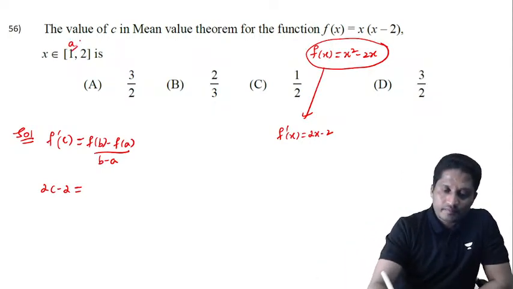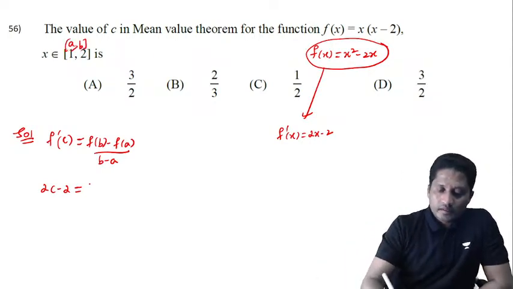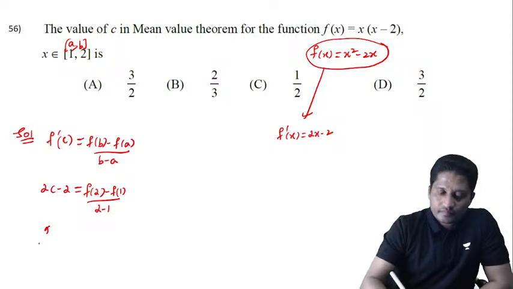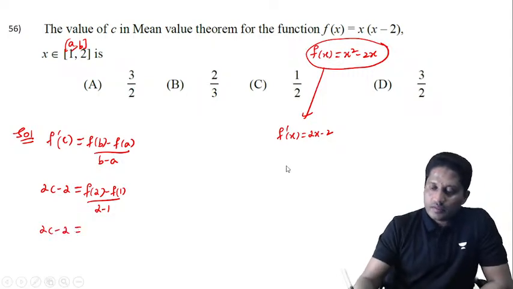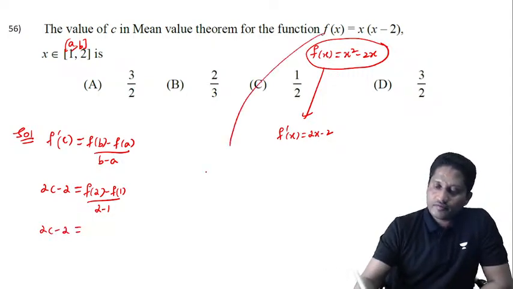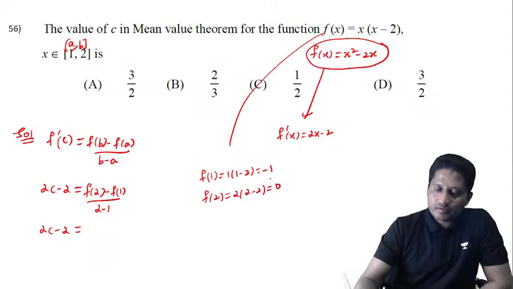This is a comma b. That is f of 2 minus f of 1 by 2 minus 1, which is 2c minus 2, equal to, if I find out f of 1, 1 into 1 minus 2, which is equal to minus 1. F of 2 is 2 into 2 minus 2, which is equal to 0.